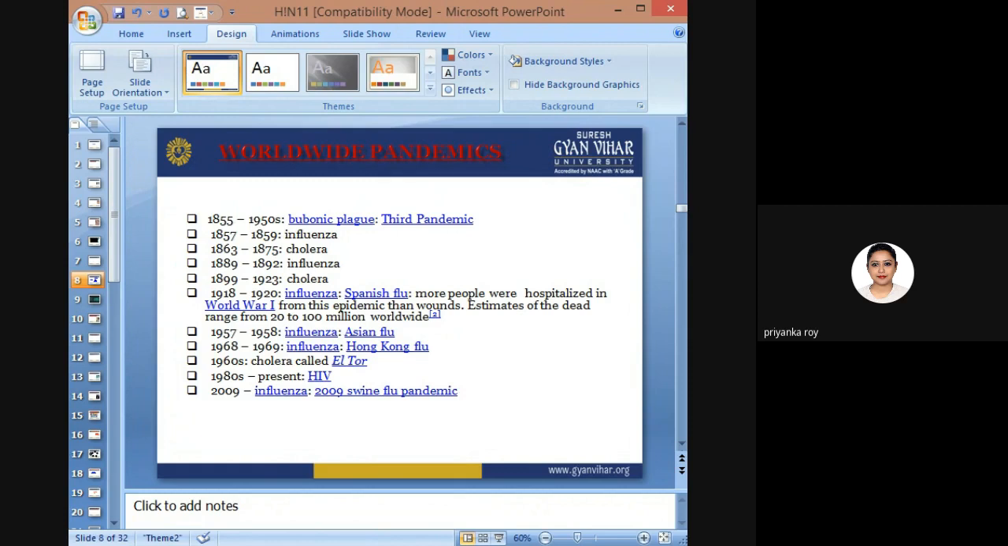Then 1889 to 1892, influenza again hit worldwide, in many places like the UK and USA. Then in 1899, again cholera spread to many parts of the world, till 1923. So these are the years in which, if you see, influenza and cholera were alternating. In that time, vaccinations against these diseases had not yet been developed.